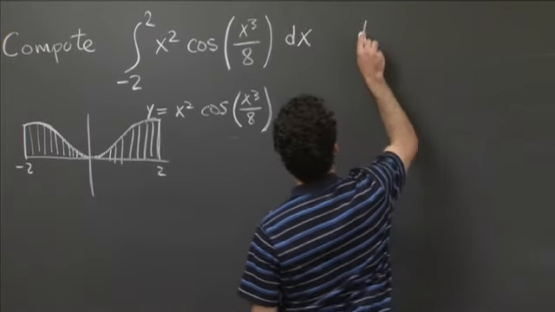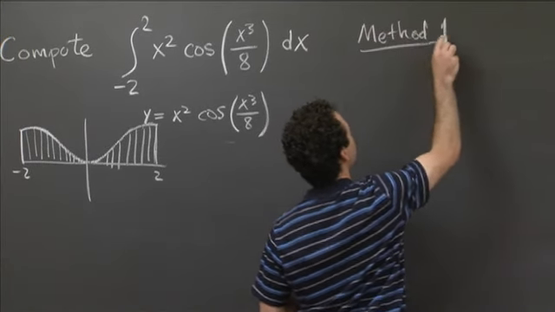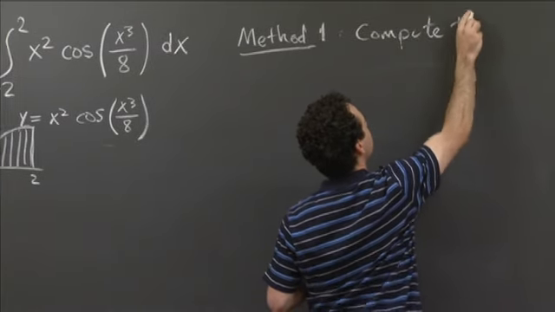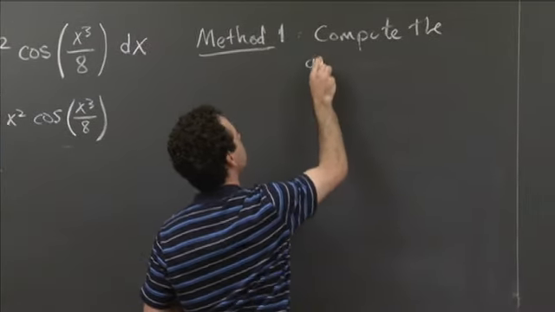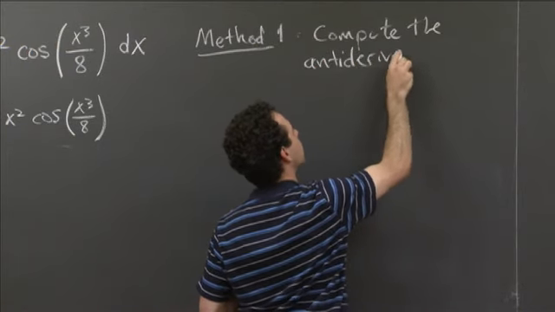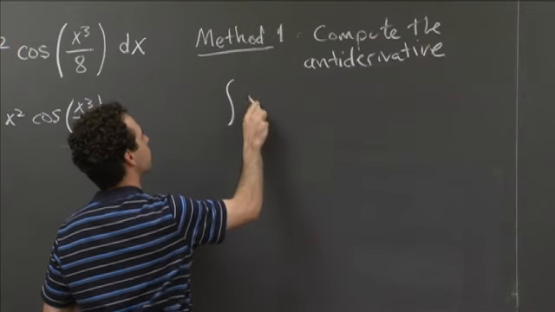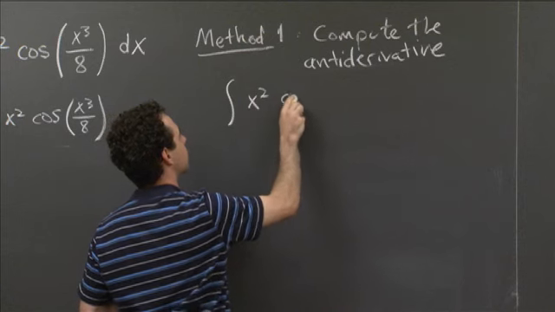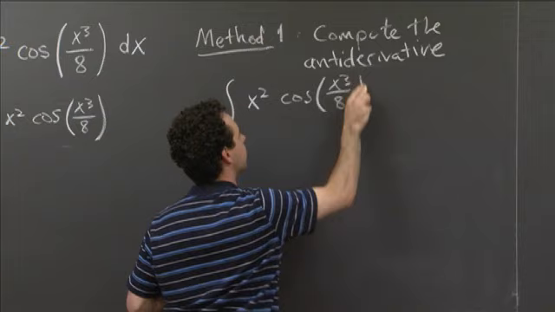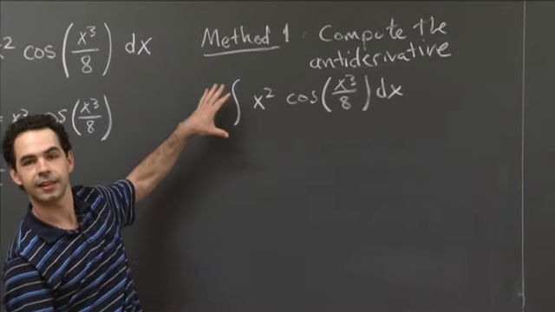Method one is to compute the antiderivative. So we compute the antiderivative of x squared cosine of x cubed over 8 dx. Here it's not a definite integral anymore. Now I'm just looking at the antiderivative.